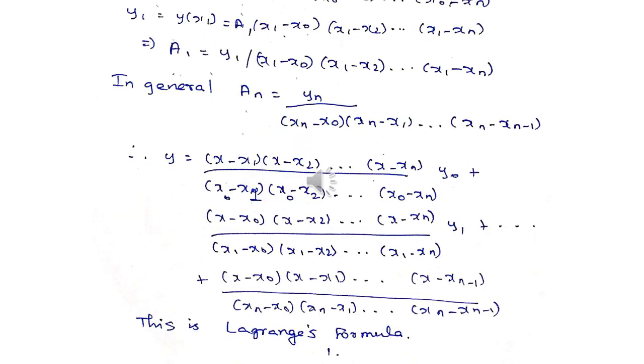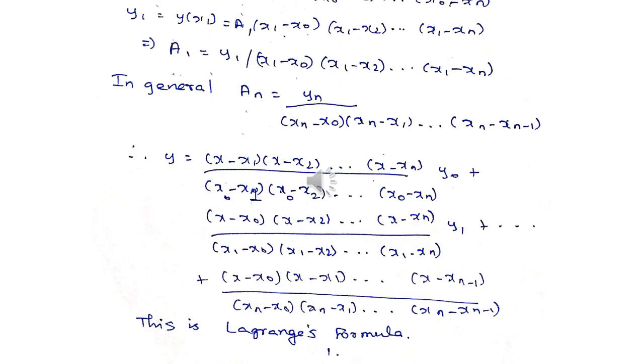Similarly, we can find a1. Here we substitute x equal to x1. So we get a1 equal to y1 divided by x1 minus x0, x1 minus x2 up to x1 minus xn. In general, an equal to yn divided by xn minus x0, xn minus x1 up to xn minus xn minus 1. Now we substitute all these constants a0, a1 up to an in equation 1.